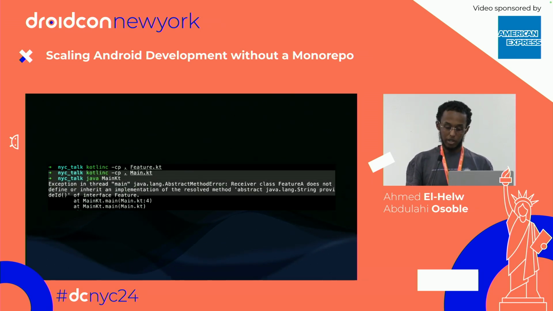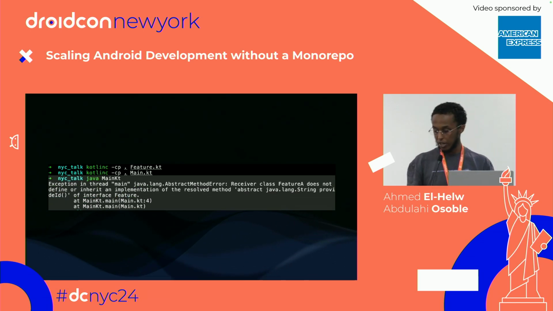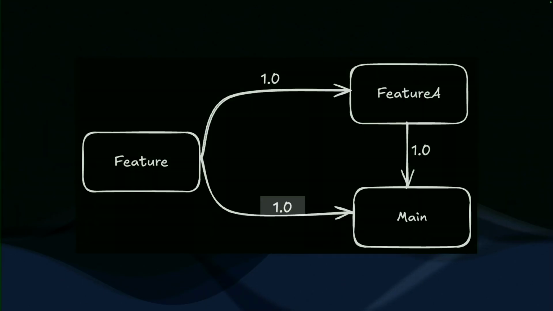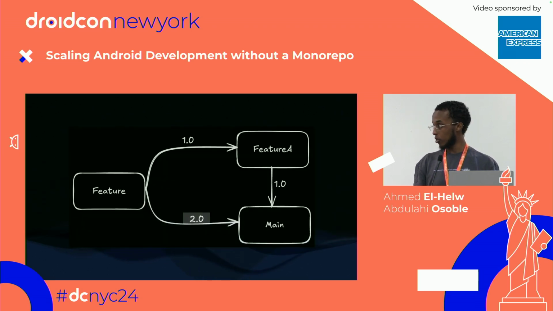But once I tried to run main, it throws an abstract method error because feature A can't find any reference of this provide ID function. And this is because feature A compiled against the first iteration of feature, and main compiled against the second iteration of feature. So main compiled against the second version, so it knows the provide ID function exists, but feature A's never seen it because it's only compiled against the first version. And then once it tries to run it at runtime, it crashes.